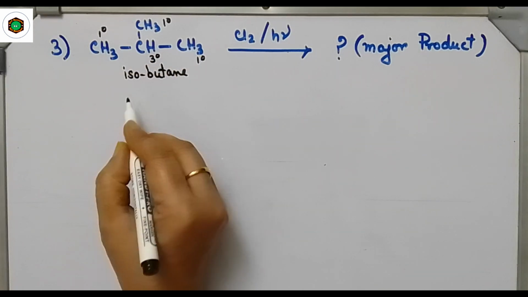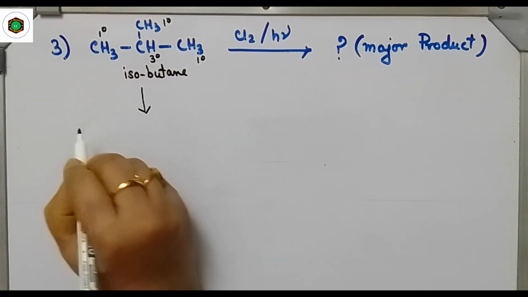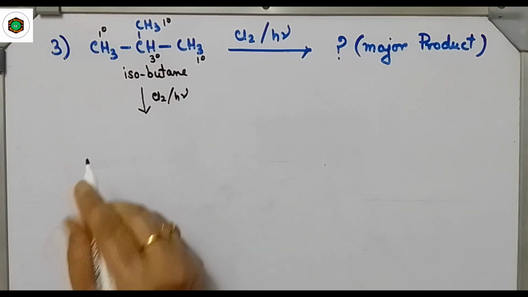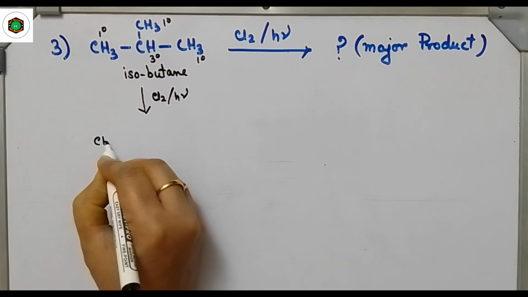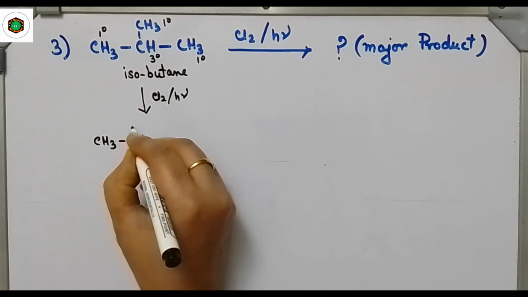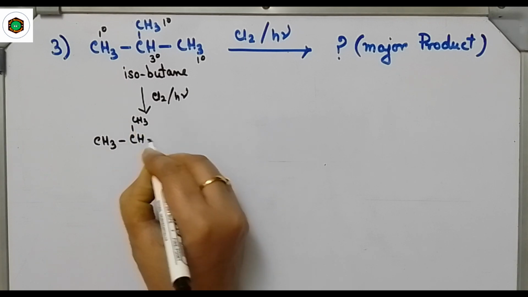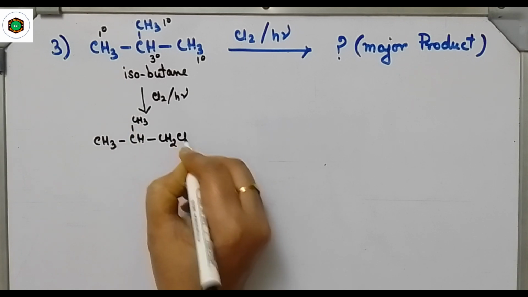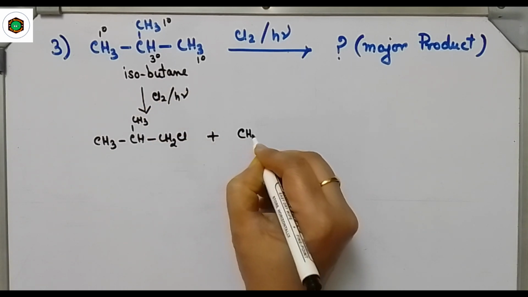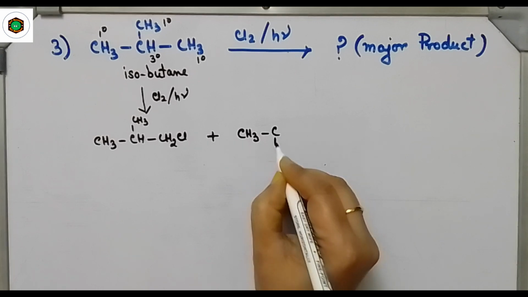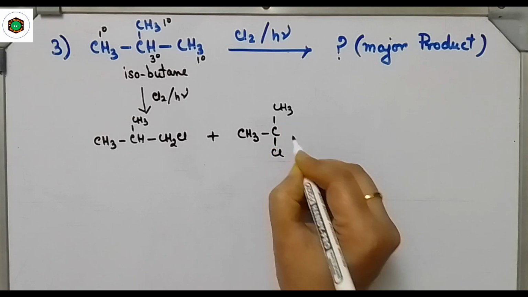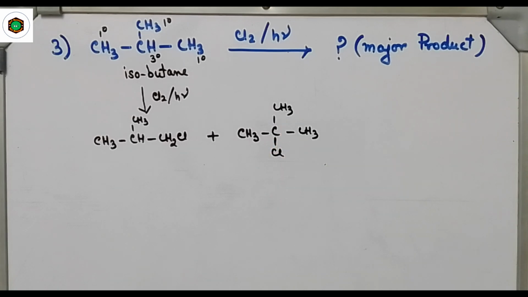Now see, if you treat this with chlorine and H nu, what are the different products? A mixture of products you will get. These 9 hydrogens are equivalent, so for monohalogenation this is one product you can write. And this is another type of hydrogen, tertiary, so this hydrogen will be replaced by chlorine. So two different types of product you can write. Now which one will be the major product?